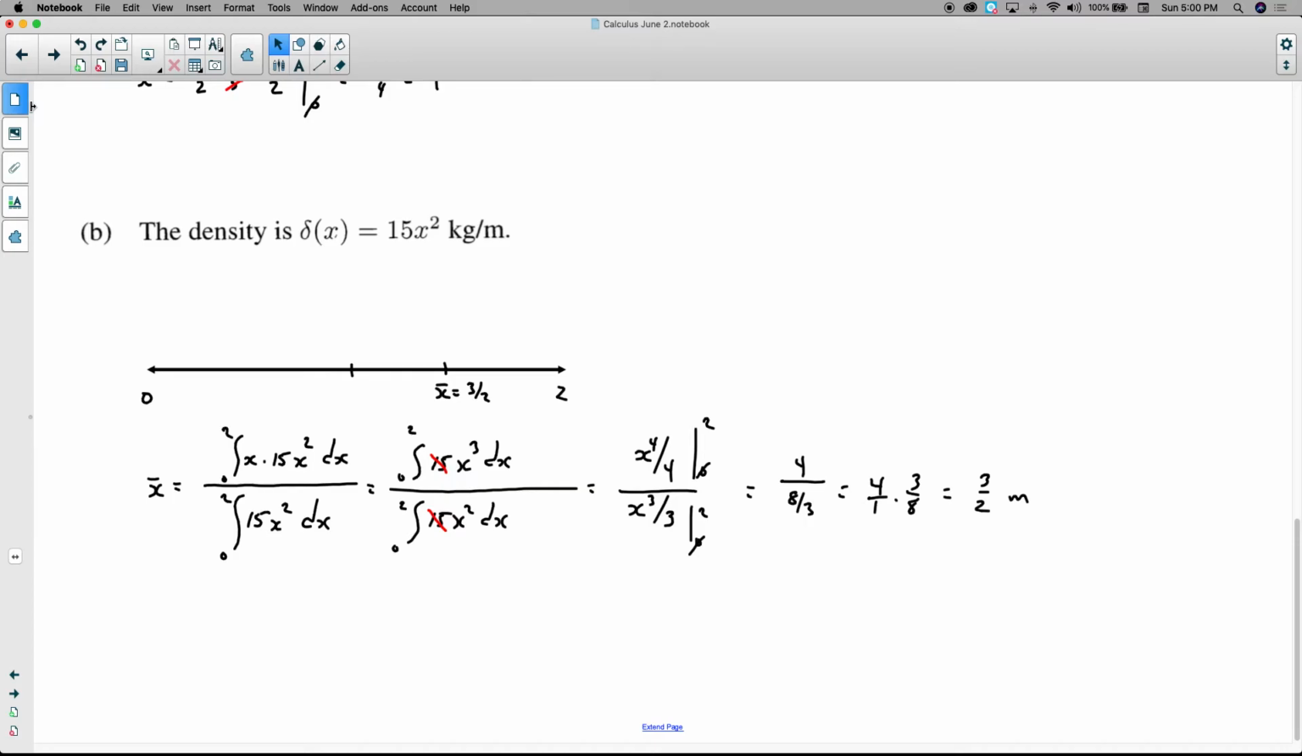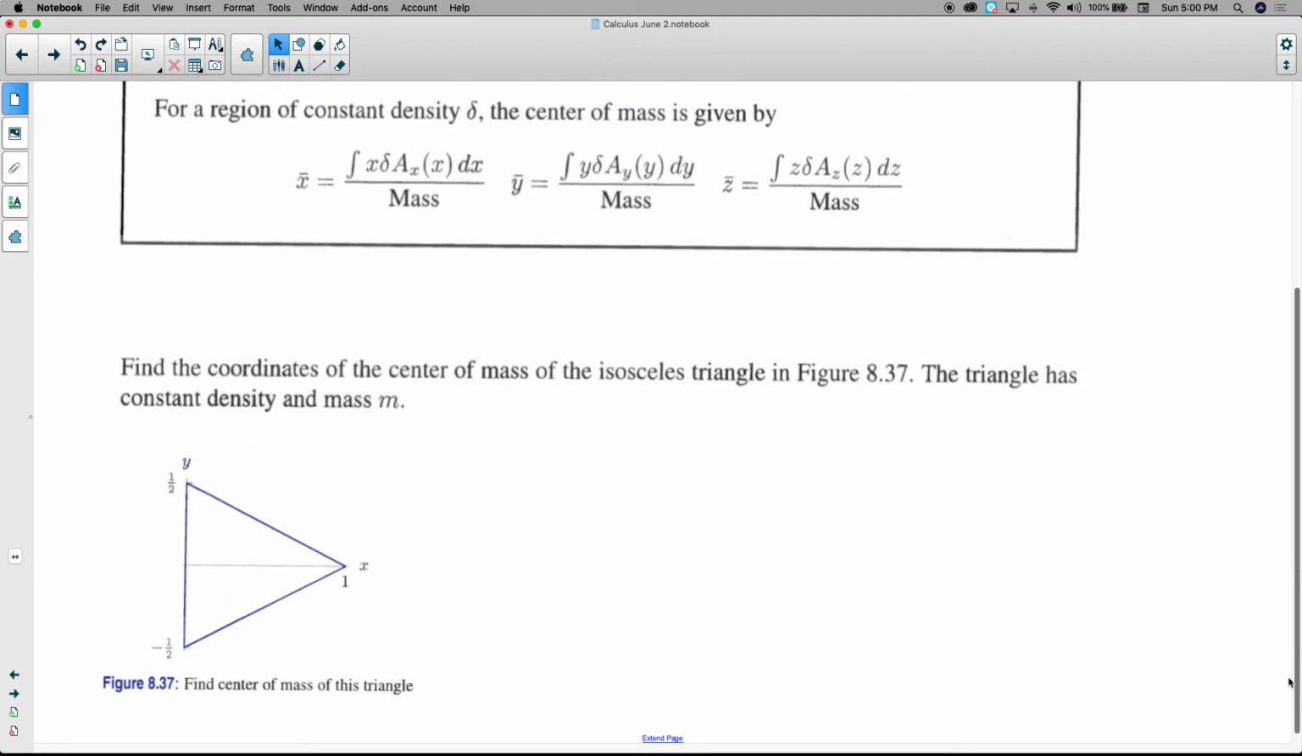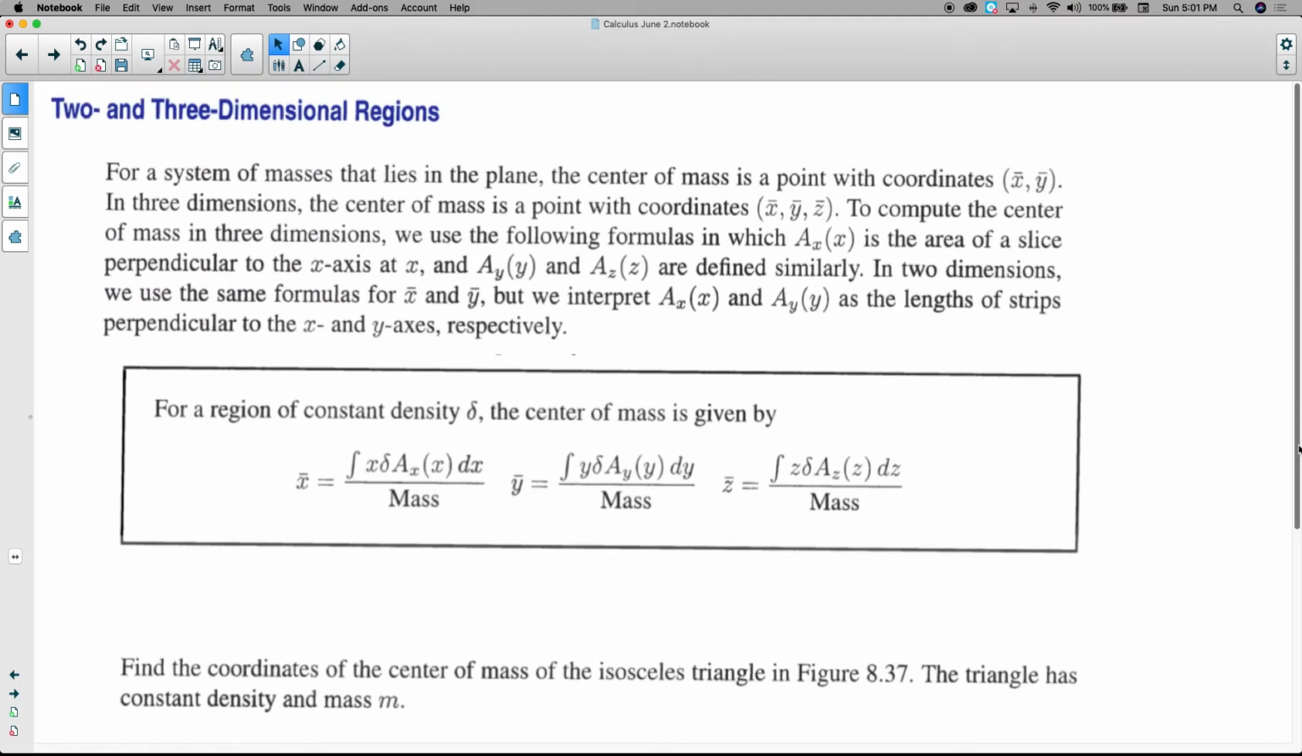Okay, so this is obviously a really heavy group of notes, but I want to read through it and then do this last problem here down at the bottom in the 10 minutes that I have. Okay, so I'm moving on to 2 and 3 dimensional regions.